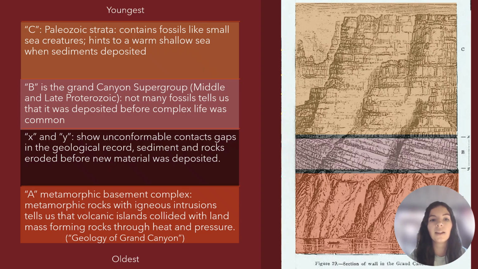The pink layer, B, is the Grand Canyon supergroup, or the Middle and Late Proterozoic. Not many fossils tells us that it was deposited before complex life was common. X and Y, which is sandwiched between the yellow and the orange, shows unconformable contact gaps in the geological record. Sediment and rocks eroded before new material was deposited. And finally, the oldest layer, A, in the darker orange, is the metamorphic basement complex. Metamorphic rocks with igneous intrusions tells us that volcanic islands collided with landmass, forming rocks through heat and pressure.